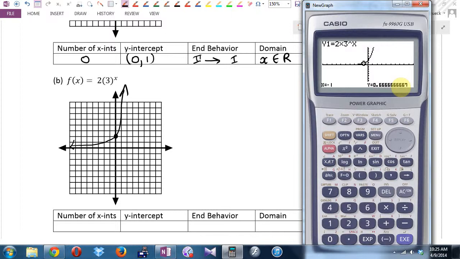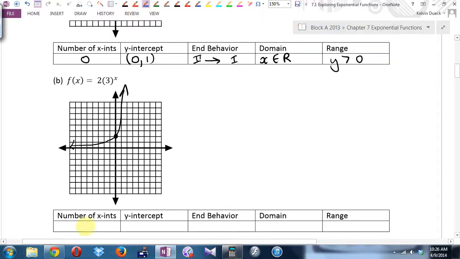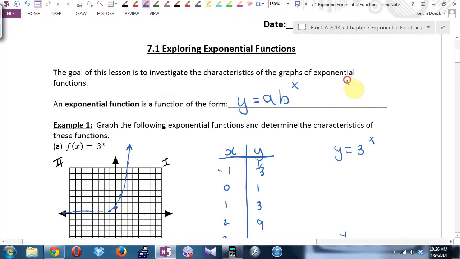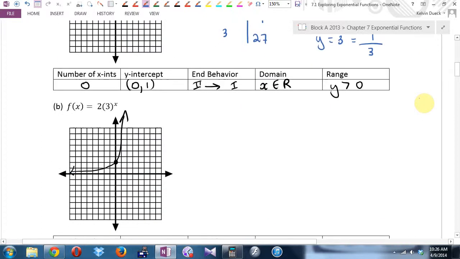You guys okay? So, how many x-intercepts? Again, none. What's the y-intercept? In fact, look up. I think the y-intercept is always going to be 0, comma, a, whatever the coefficient is. If there's nothing there, it's a 1. 0, comma, 2. If there was a 5 there, I can tell you the y-intercept would be 0, comma, 5. If there was a j there, the y-intercept would be 0, comma, j, whatever the heck that is.